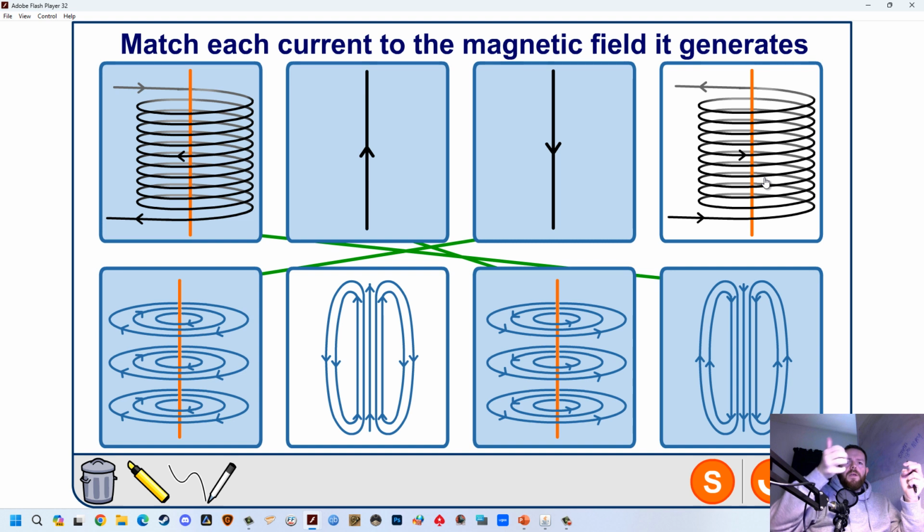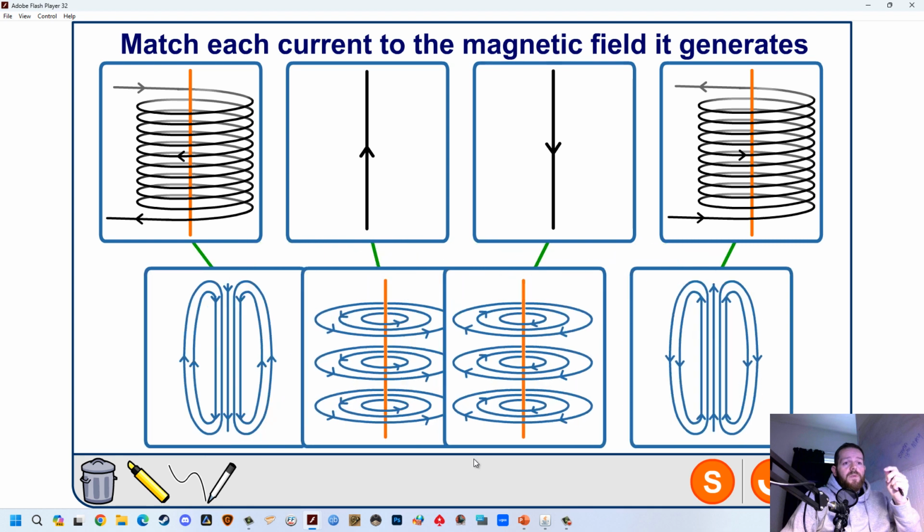Is it going round the right way? This time it is going round the right way. You can see my fingers curl round in the same direction that the current's going round that solenoid, and my thumb's pointing up. So I want a solenoid magnetic field where the magnetic field is pointing up. It's coming out, going from north, around, and then to south. So that one would be that one.